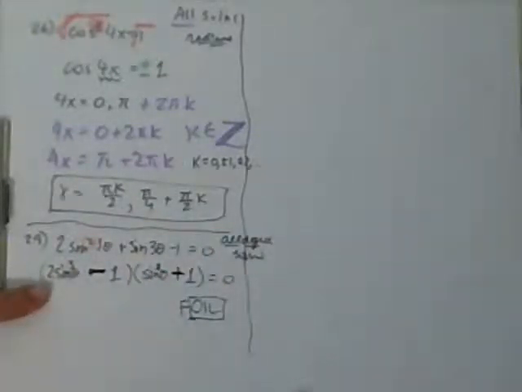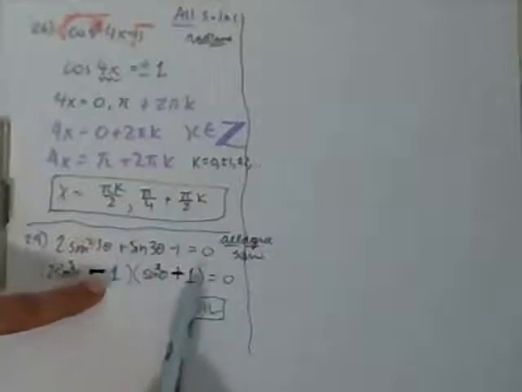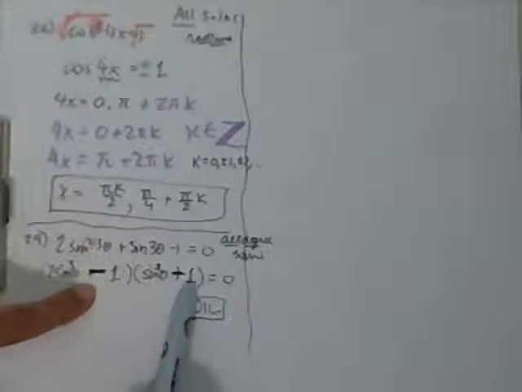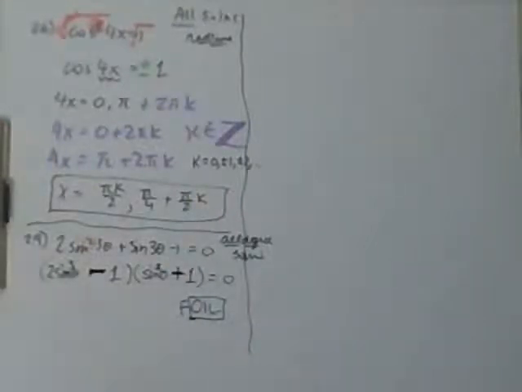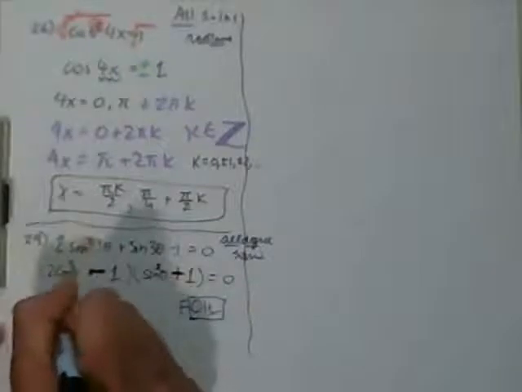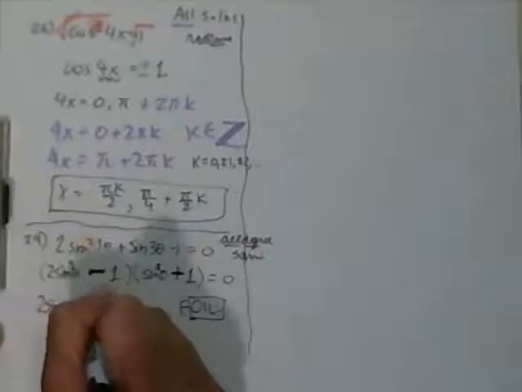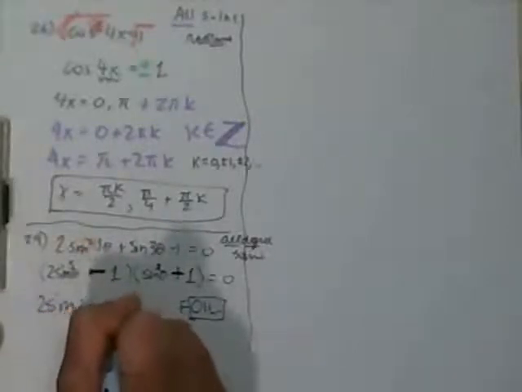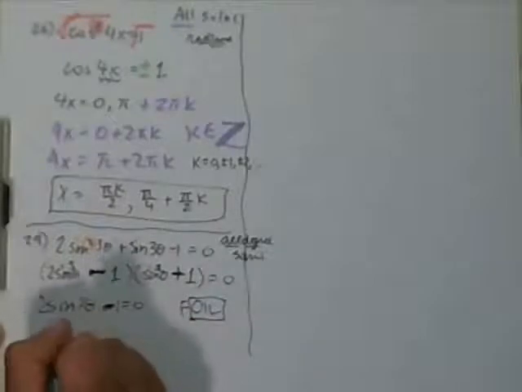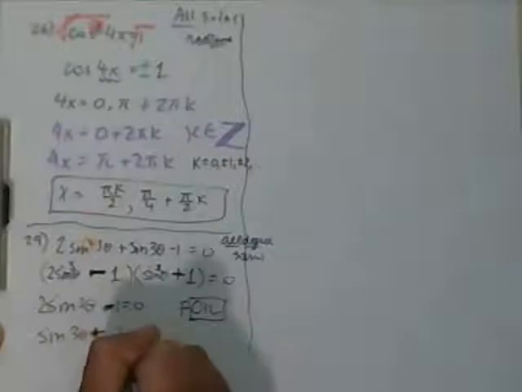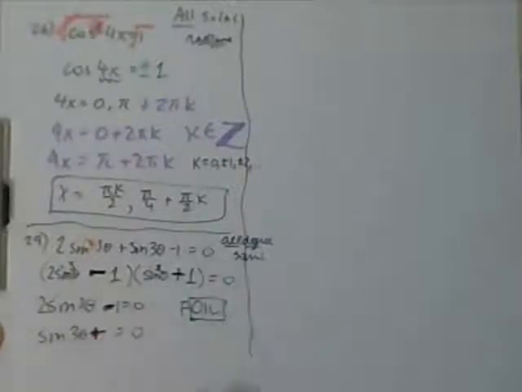So let's try it again. 2 sine squared of 3 theta, plus 2 minus 1 is plus 1. And then finally, the last part is minus 1 times positive 1 is negative 1. Okay, good. We did it so far. We end up with sine of 3 theta minus 1 equals 0, and sine of 3 theta plus 1 equals 0.